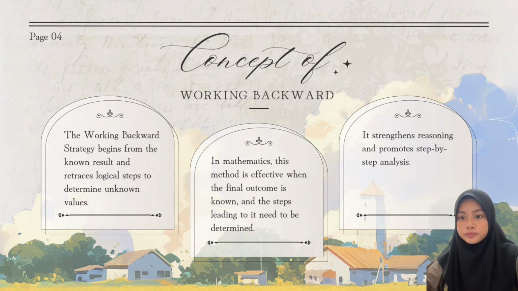There are 4 main steps. Step 1, define the end goal. Step 2, identify key milestones or known information. Step 3, outline the reverse action plan to trace each step backward. Step 4, review and refine the solution to make sure it is accurate. Through these steps, this strategy improves reasoning, accuracy, and understanding of mathematical relationships.